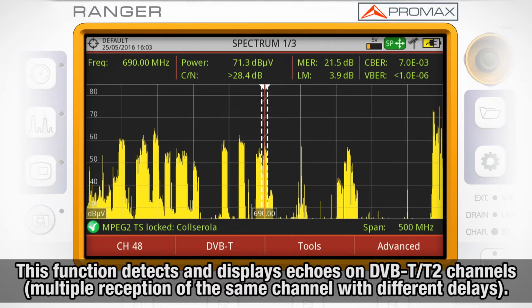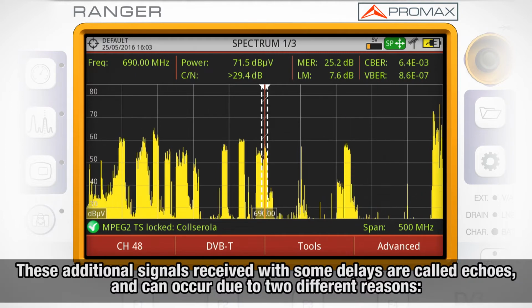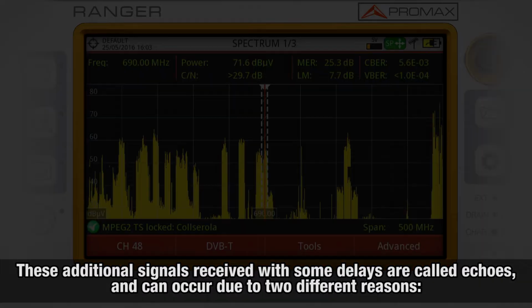The echoes function can detect and display the echoes that can occur due to the multiple reception of the same digital terrestrial DVB-T or DVB-T2 channel with different delays. These additional signals received with some delays are called echoes and can occur due to two different reasons.